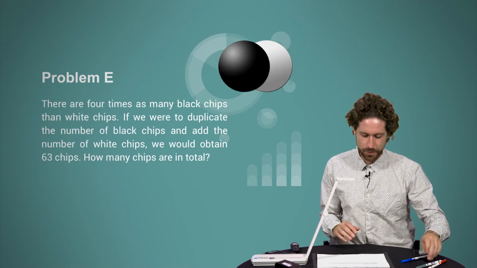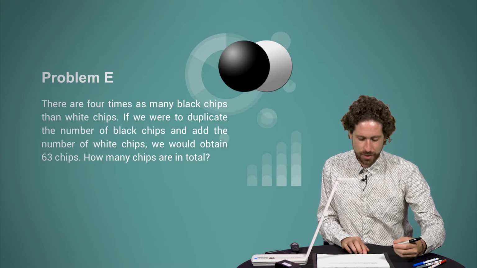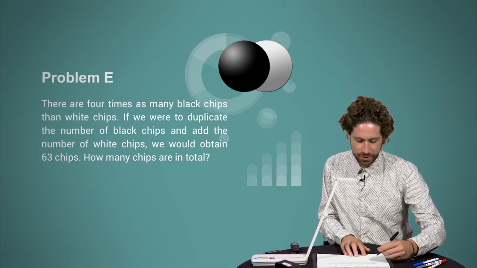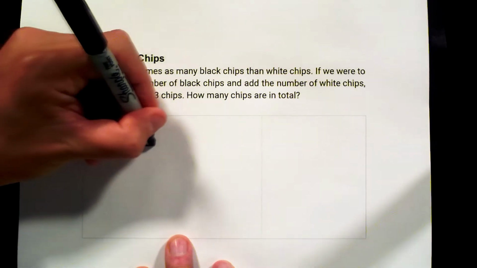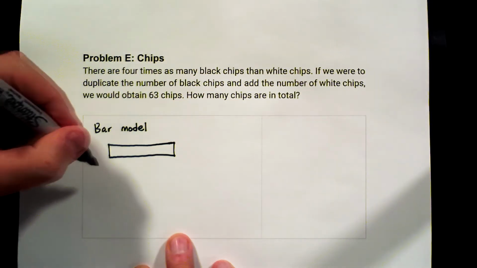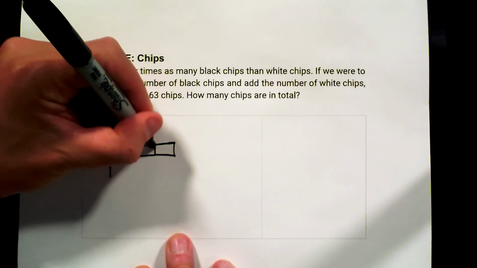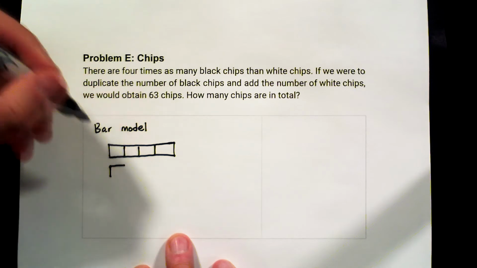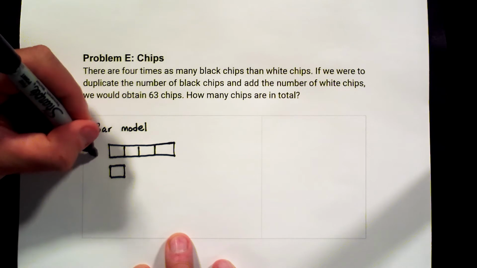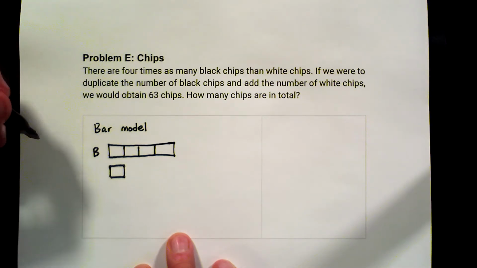So let's try to use bar modeling. First, as in the last problem, there are 4 times as many black chips as white chips. We could use either one big bar broken into 5 pieces, or, as I'll do, 2 different bars where clearly one is 4 times as long as the other. So the black chips, let's put them here, there are 4 times as many, so it's multiplied by 4.